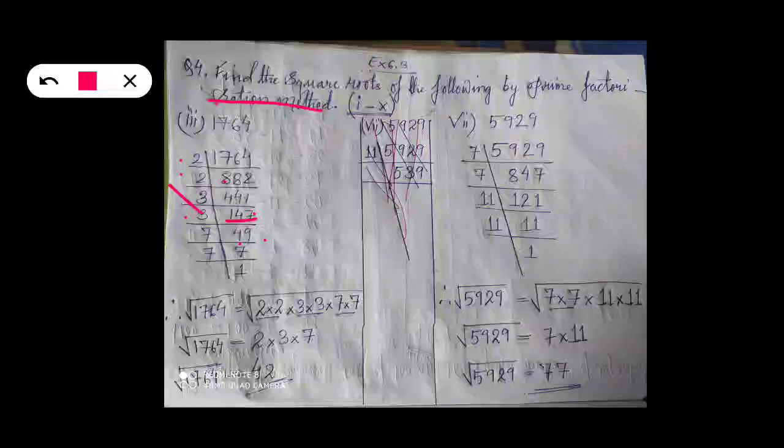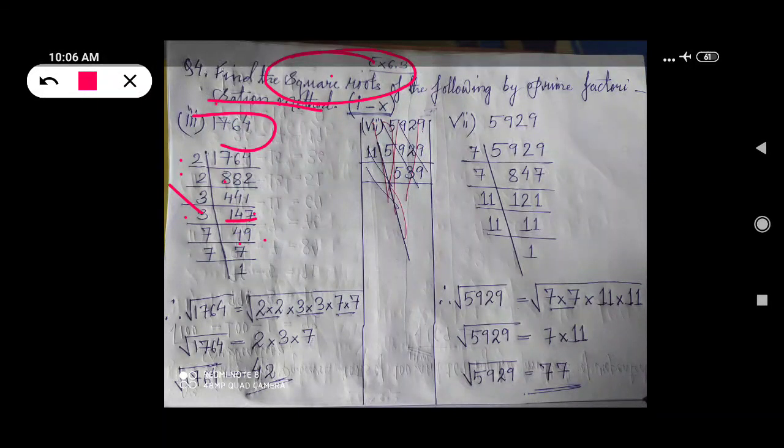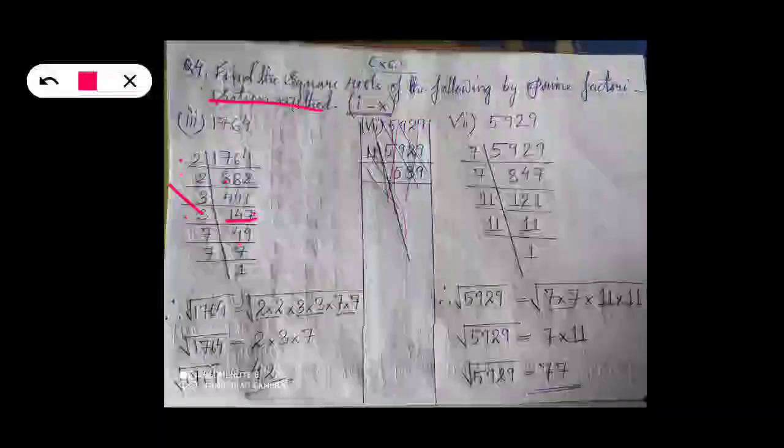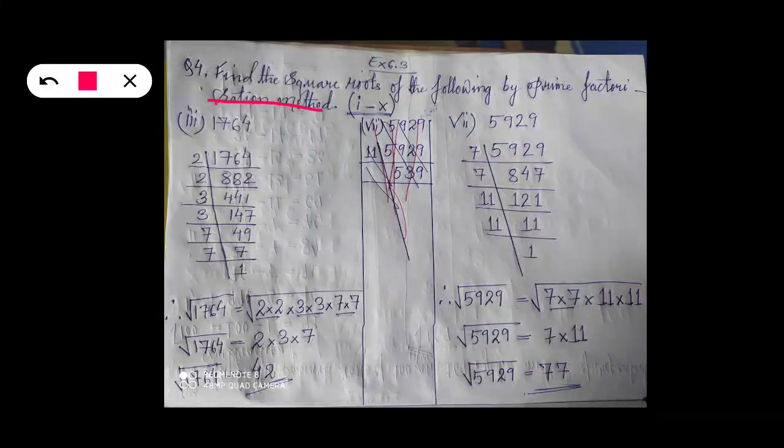Now what do we have to find? We have to find the square root. That's why we have written the symbol of square root over here. Square root of which number?